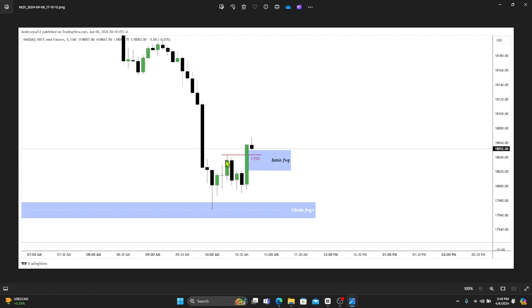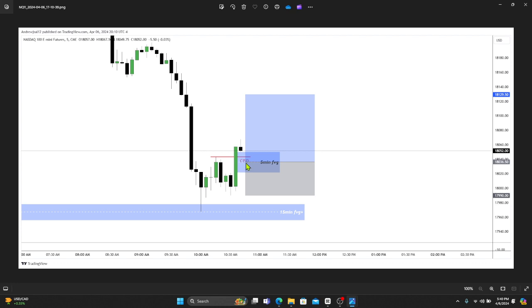Well, what is a mitigation block? A mitigation block is just like a breaker, but it has a failed swing low. So we failed to take the low here at 10 a.m., but we're still using this as our change in the state of delivery here. Okay, so your entry can be there, with stops below this low that created the 5-minute fair value gap formation in these three candles.